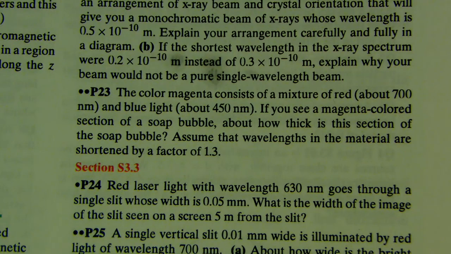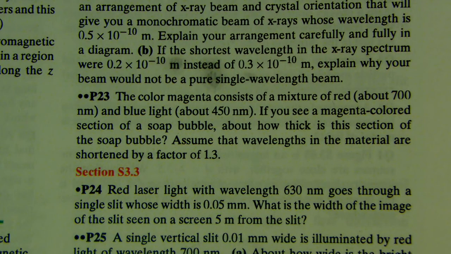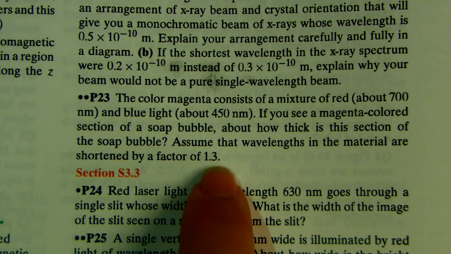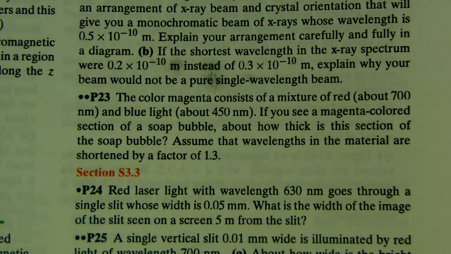All right, so I've had a request to do problem number 23 out of supplemental 3. The color magenta consists of a mixture of red, about 700 nanometers, and blue light, about 450 nanometers. If you see a magenta colored section of a soap bubble, about how thick is the section of the soap bubble? Assume that the wavelengths in the material are shortened by a factor of 1.3. By the way, this is giving you a big hint as to what the index of refraction is.